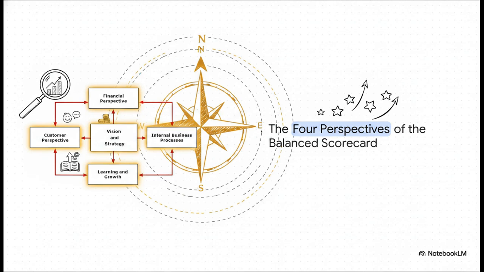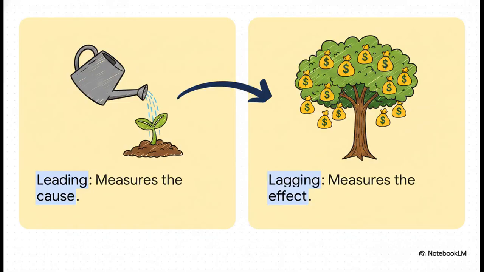Instead of just looking at financials, we evaluate performance from 4 distinct perspectives: financial, customer, internal business processes, and learning and growth. See how they all orbit and feed directly into that central vision and strategy? It's simple. If a metric doesn't align with the core strategy in the middle, it shouldn't even be on the scorecard. A really crucial part of Kaplan and Norton's philosophy is understanding the cause and effect relationship between these perspectives.